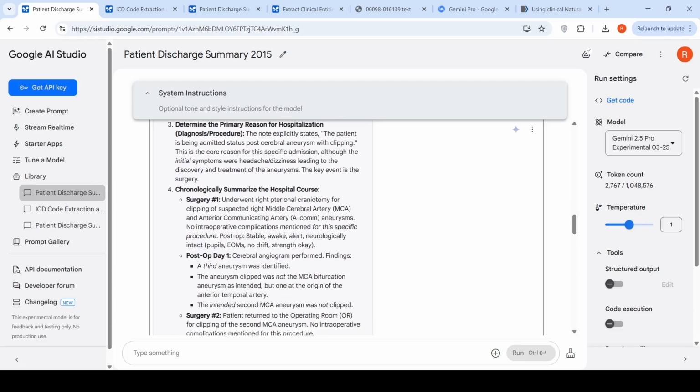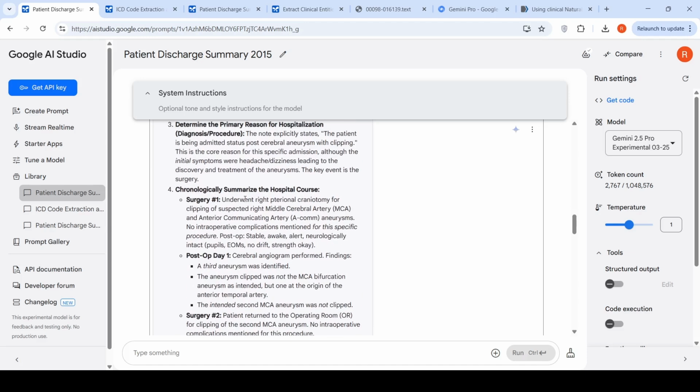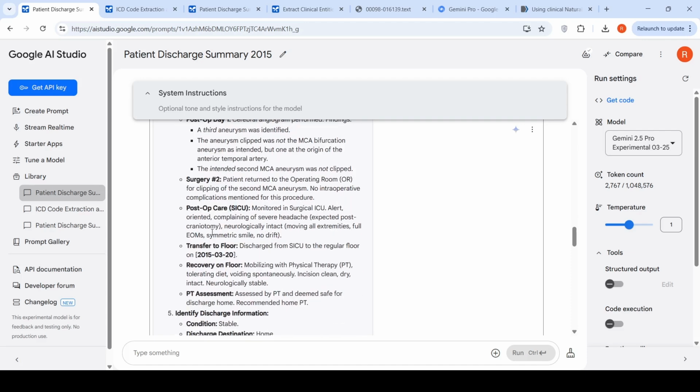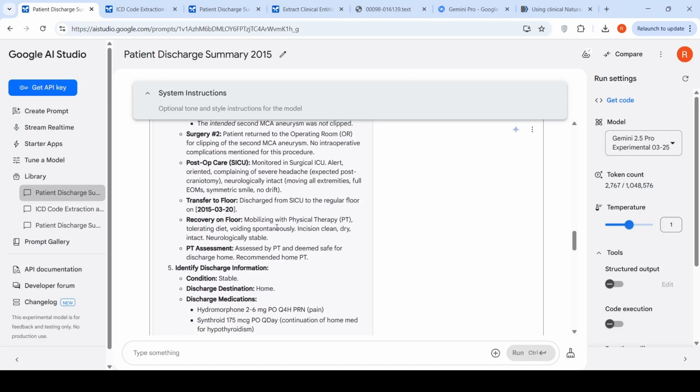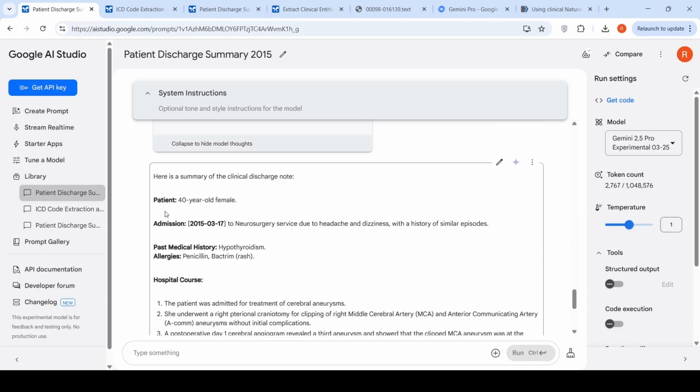Chronologically summarize the hospital course, like surgery happened, then what happened. Basically, a day-to-day kind of thing, the patient's journey from admission to discharge. Okay, so surgery happened, then post-op on day one, what was the event, then surgery two, patient returned to the operating room, post-operation care, what was done, transfer to floor, recovery on the floor, identify discharge information. Okay, so it does all these things and finally it presents you with this particular summary.